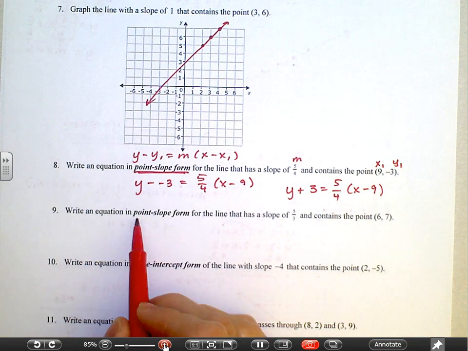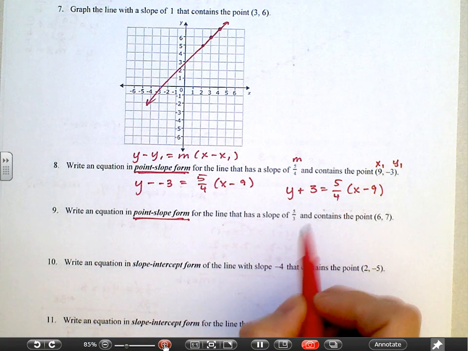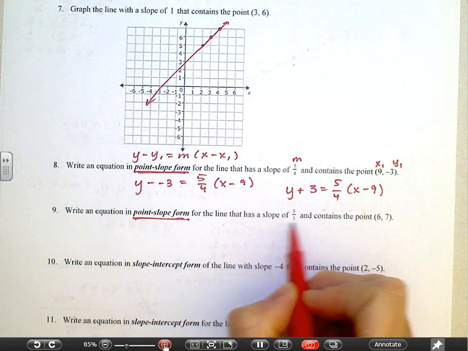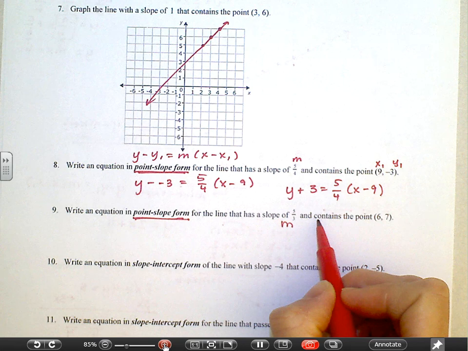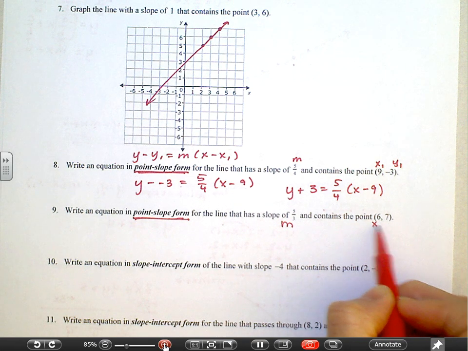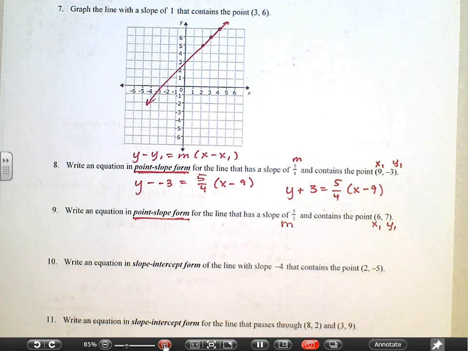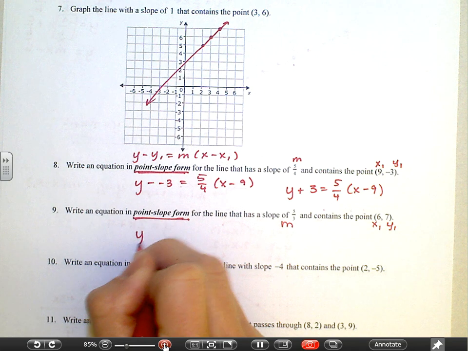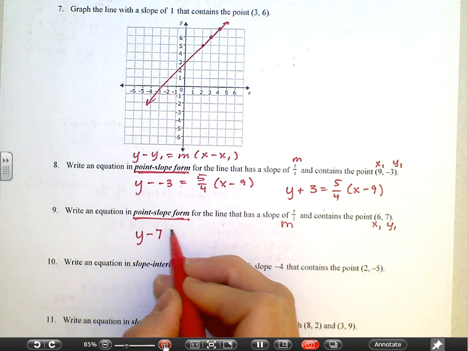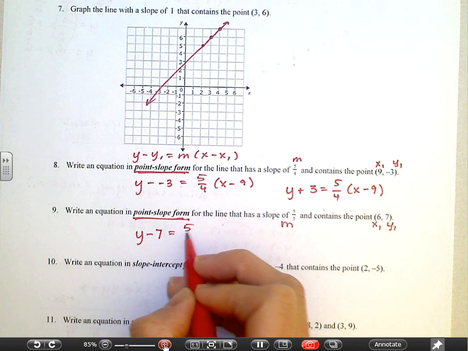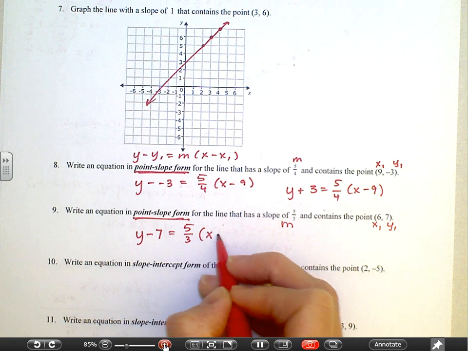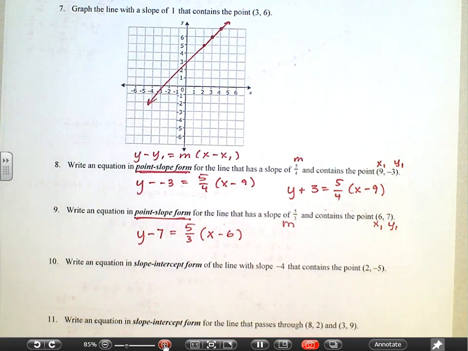All right, next one is also point-slope form. Yippee. So slope of 5/3, that's my m, and contains the point (6, 7). So 6 is my x1, 7 is my y1. Y minus y1, which is 7, equals m, which is 5 over 3, times x minus x1, which is 6.